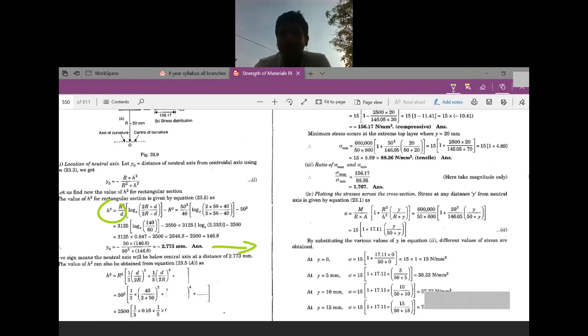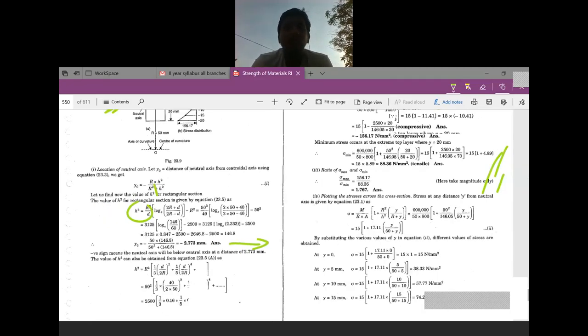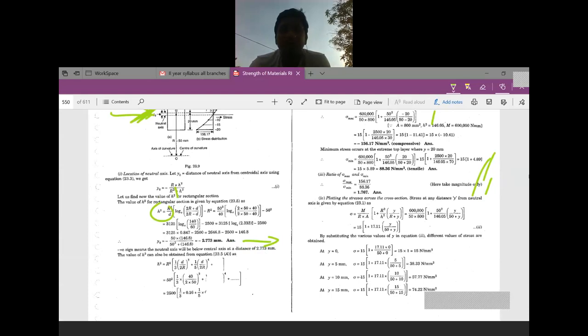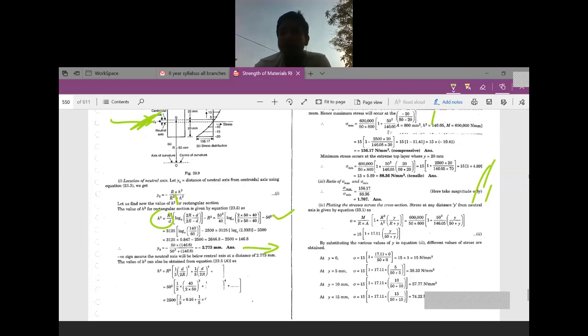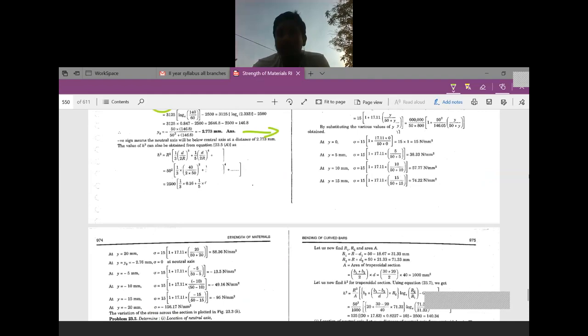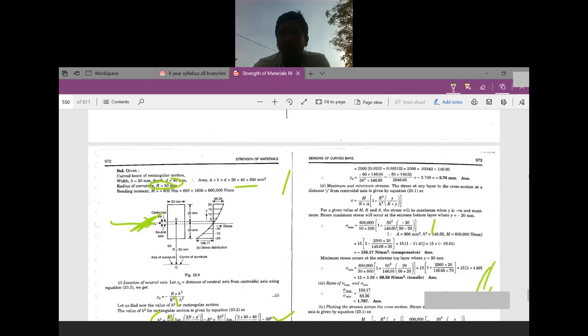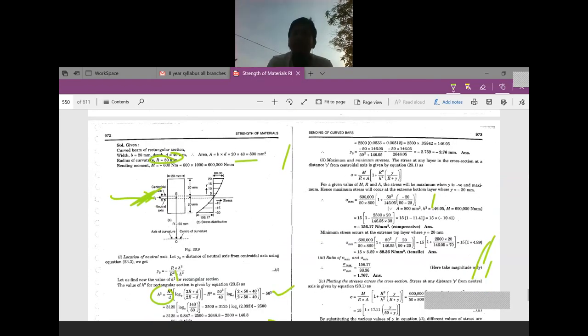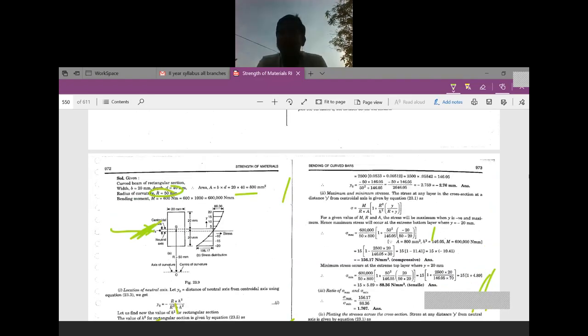After getting the value of y naught, he has calculated with another formula as well. There are two formulas. When you see in the derivation, you have two formulas. You can go for any formula, either the one in terms of r square or the simplified formula. He has used both the formulas and substituted the values here. The value of h square is 146.05 and the value of y naught is minus 2.76.